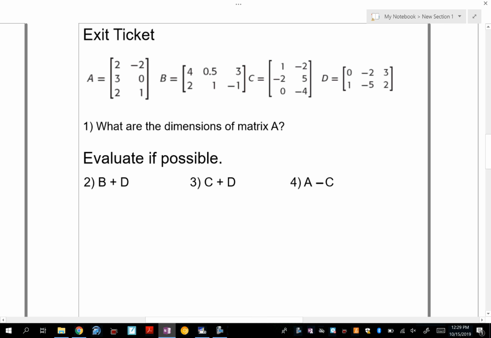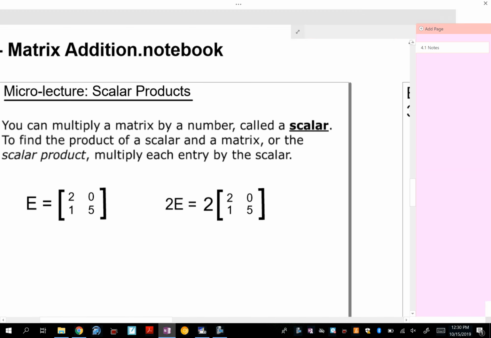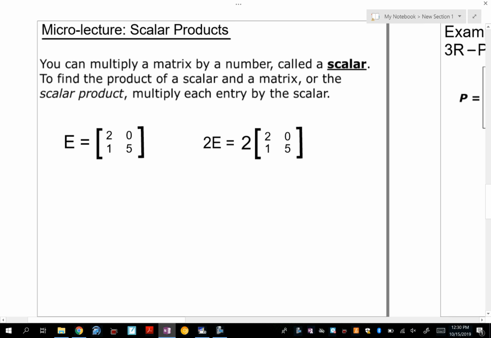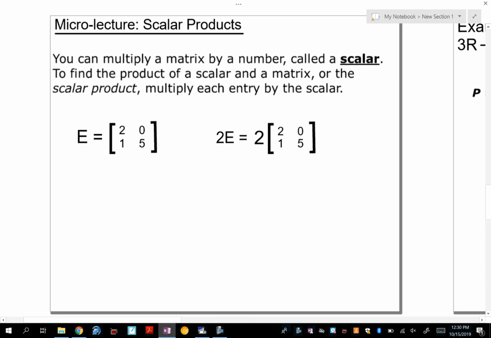Okay, so we're going to continue with this lesson on adding and subtracting matrices by looking at something called scalar products. So I know some of you saw on the homework that 3 and 4 have coefficients in front of your matrices. All right, so I'm going to show you what to do when you've got numbers in front of your matrices. So here's matrix E. What are the dimensions for matrix E? It's a 2 by 2.